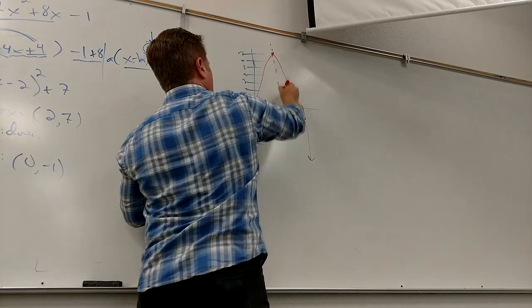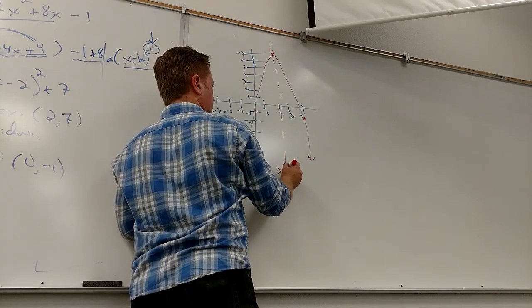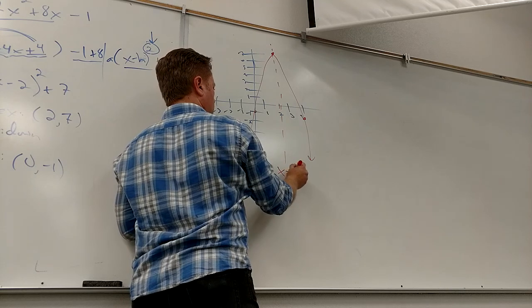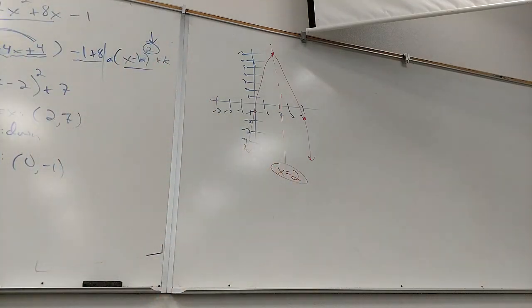What's the equation of the axis of symmetry? Okay, I'll answer that question. X equals 2. It's a vertical line, so it's x equals.